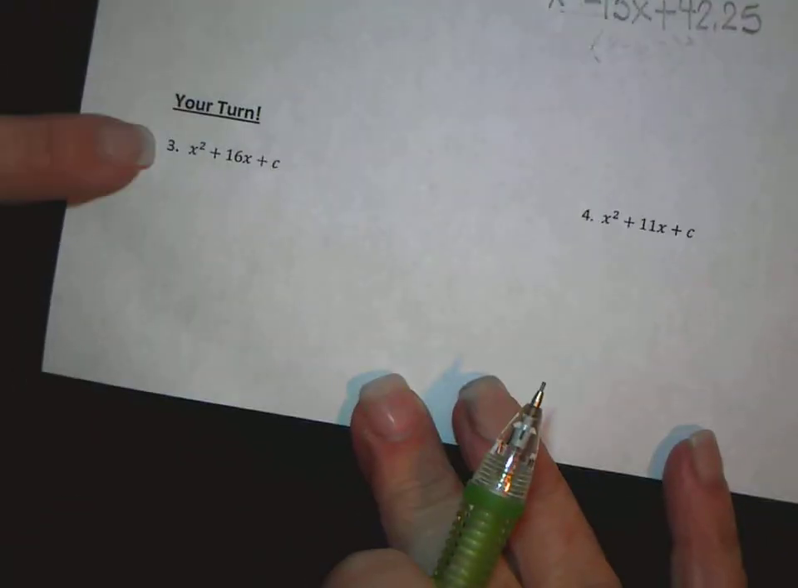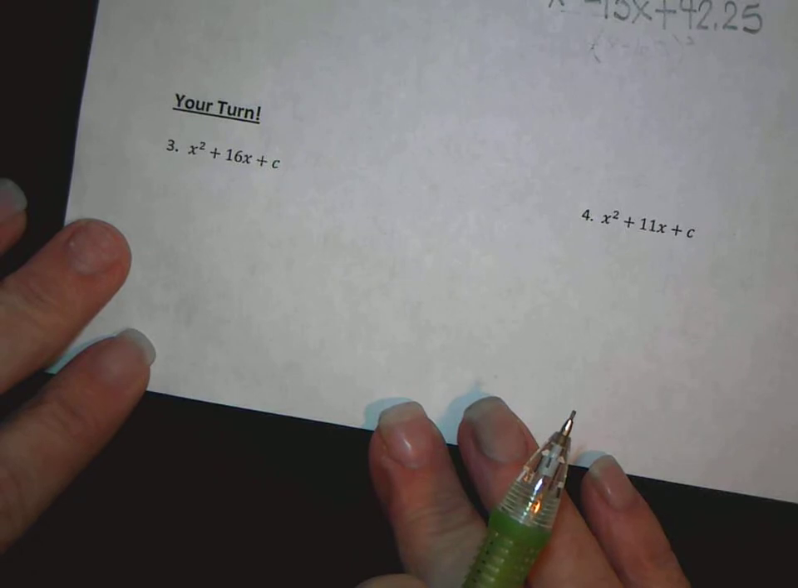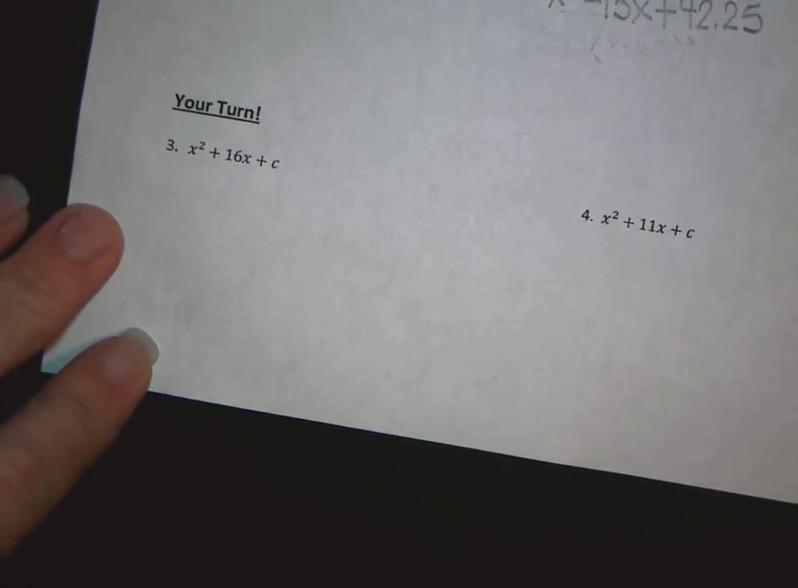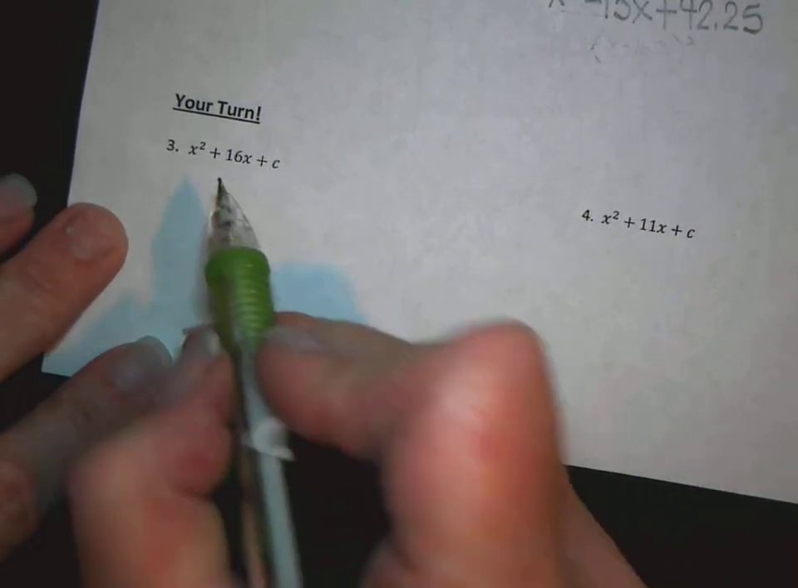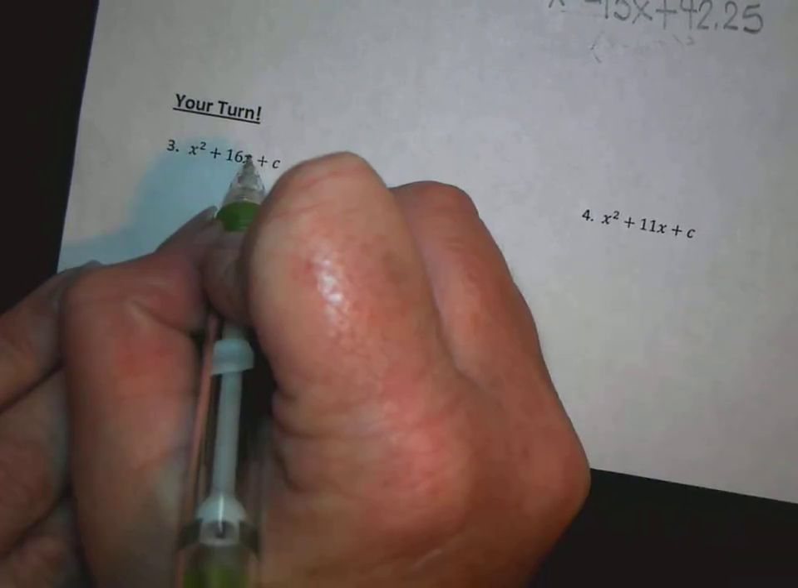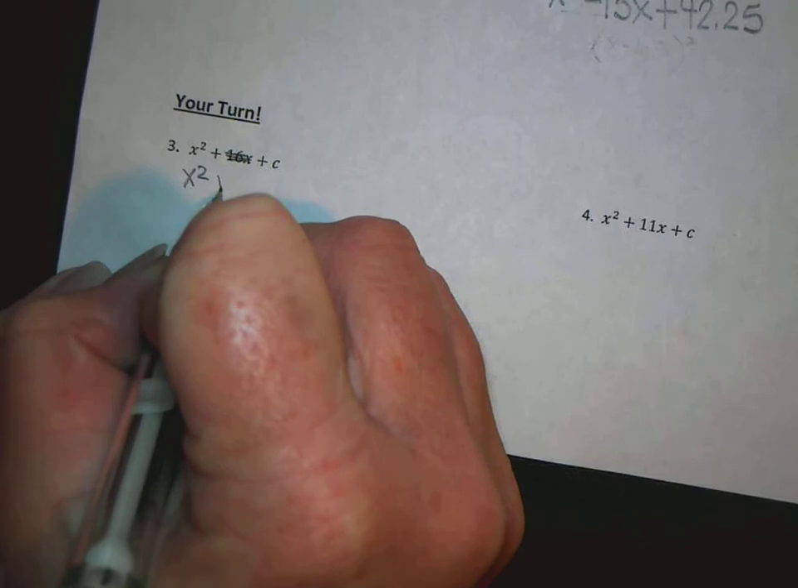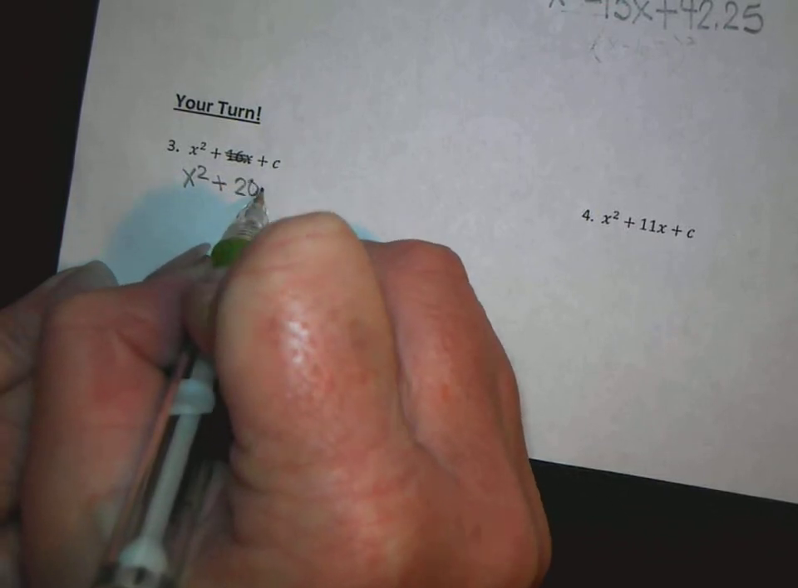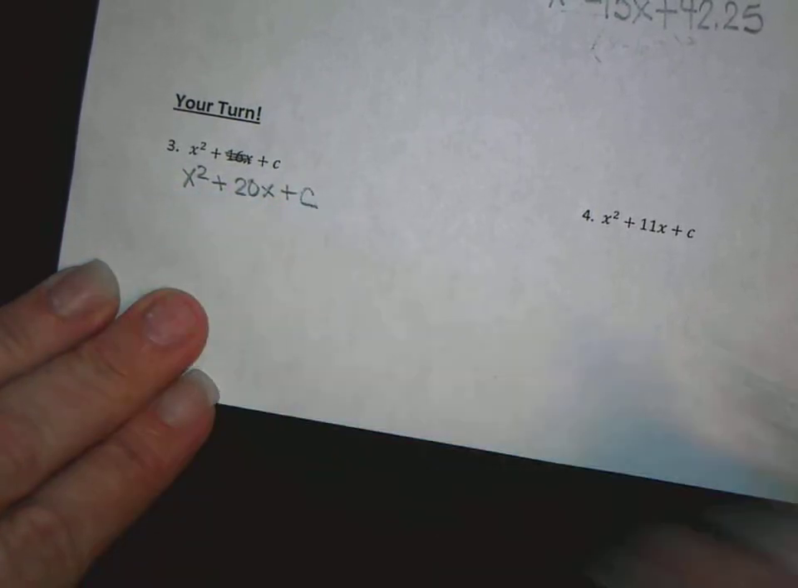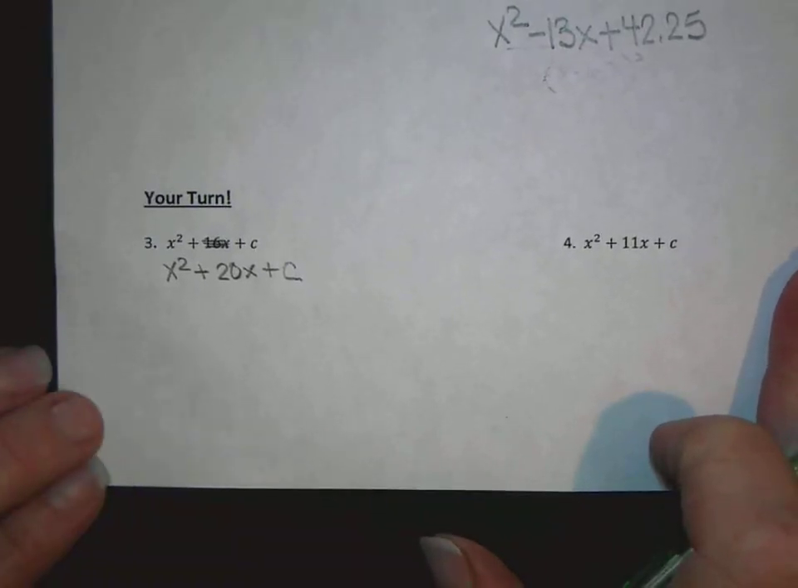Okay, here this is again. I don't know why I keep coming up with all these, and if it wasn't for the fact that I'm right at the end of the notes, I would retype it. I didn't catch it. So I know what we'll do. Instead of 16x, let's change this. Let's make this x squared plus 20x plus c. All right, go ahead and pause your video and do that one.